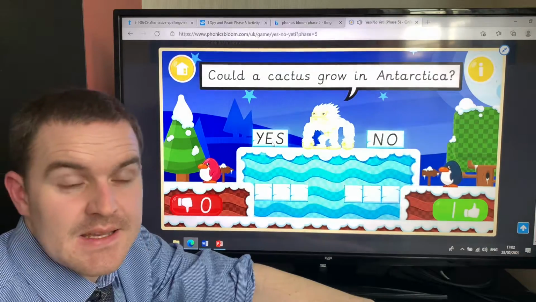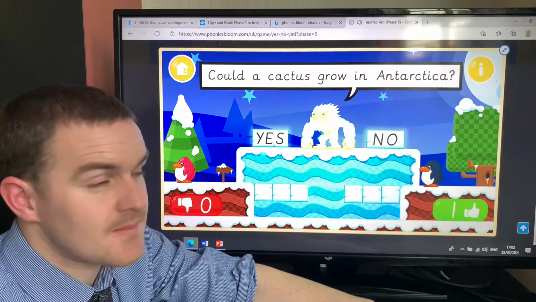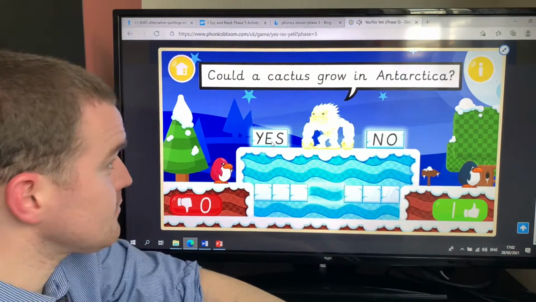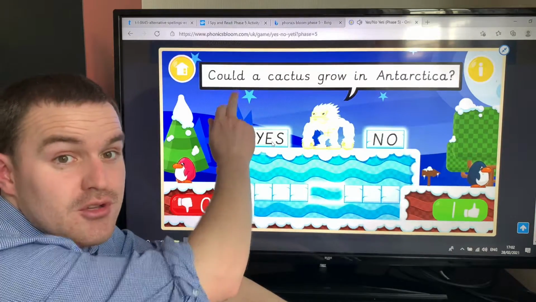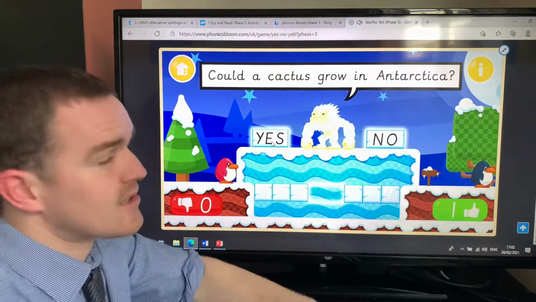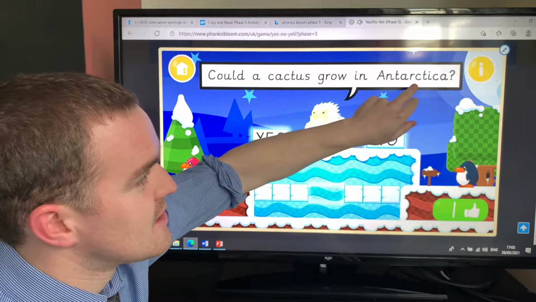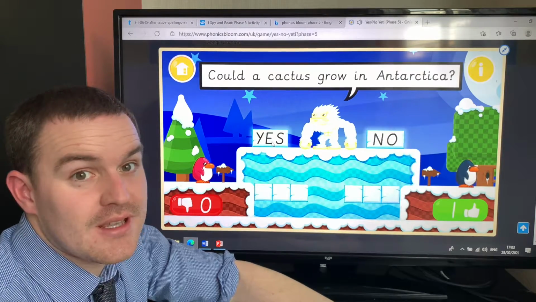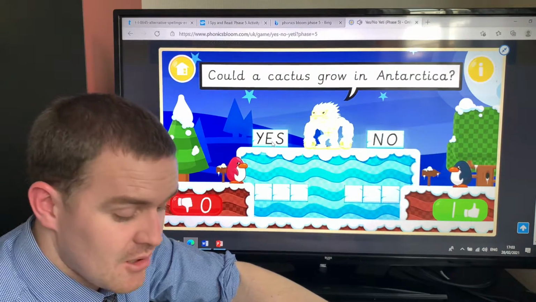Okay. Have a read of this one yourselves at home, then I will read it after, and then we can decide our answer. Tricky word. One of our tricky words. Okay, hopefully you've started reading it now. Okay, we have could. Tricky word could. Cannot be sounded out. Could a cactus grow in Antarctica? Well, we know that Antarctica from our video in geography last week is really cold, so a cactus could definitely not grow there.